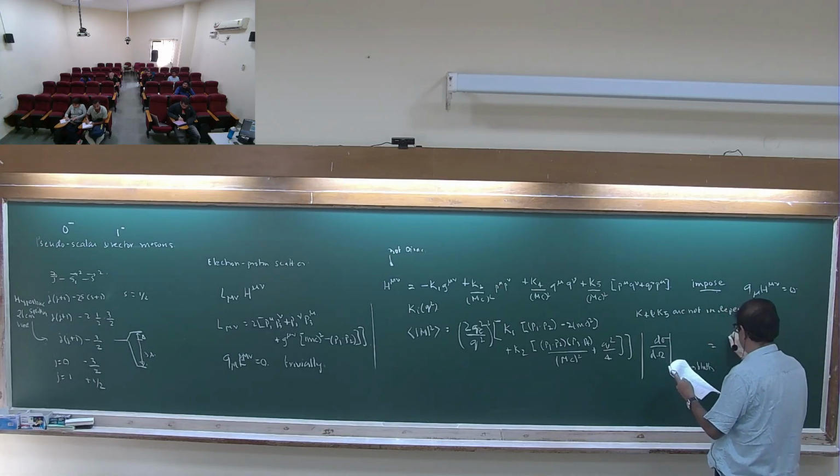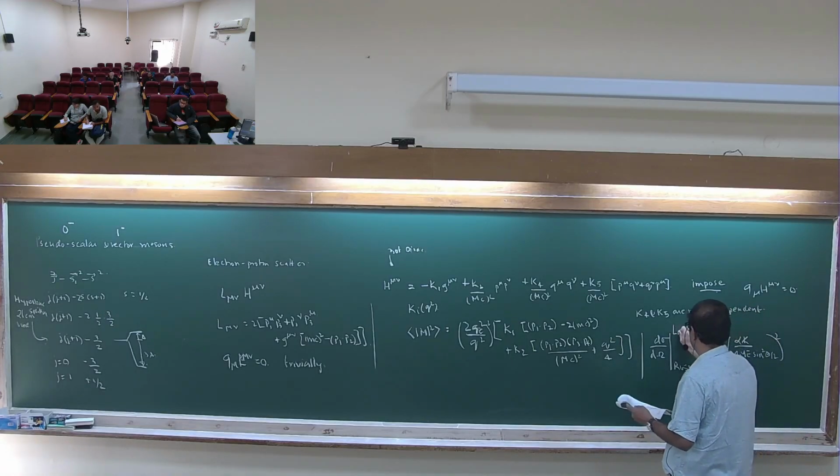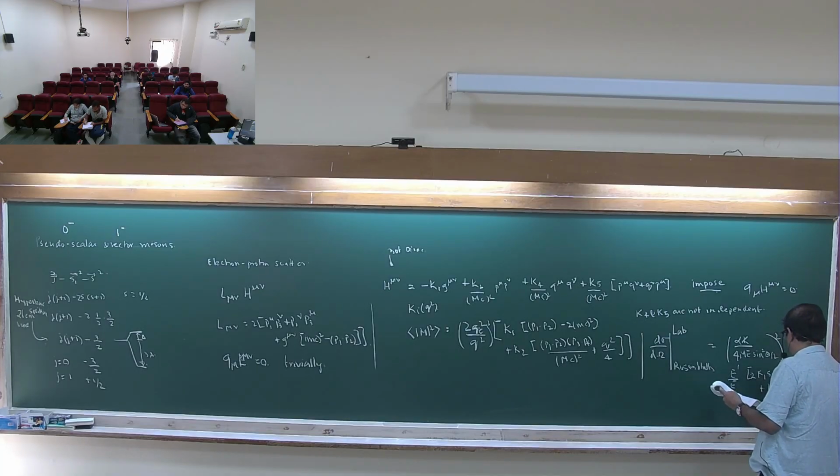So this is αħ divided by 4mₑ sin²(θ/2). This we know, this looks like the Rutherford thingy, E′ by E, and this we said is in the lab frame. Lab frame is 2k₁ sin²(θ/2) plus k₂ cos²(θ/2).